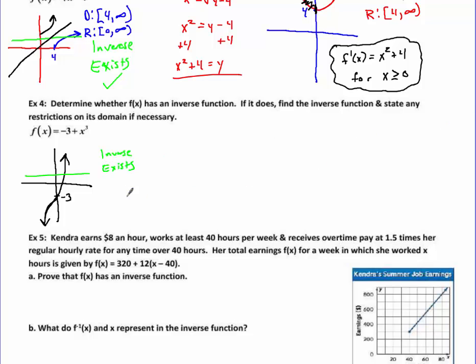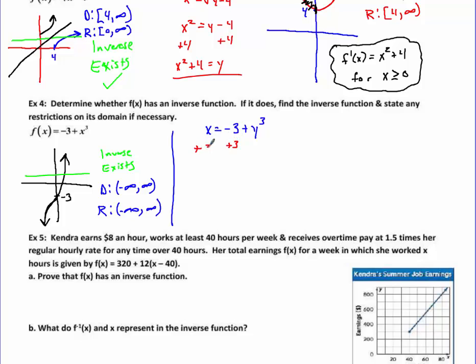All right, let's see what's our domain. Well, you know the domain of the parent function x cubed is negative infinity to infinity, and the range is also negative infinity to infinity. So that's good news for our inverse function, right? So now let's find our inverse function. We're going to do x equals negative 3 plus y cubed. All right? We'll just switch the x's and the y's.